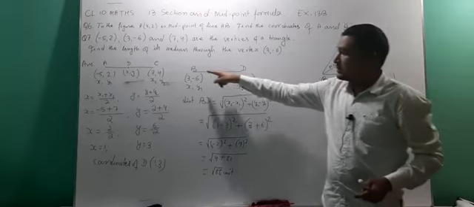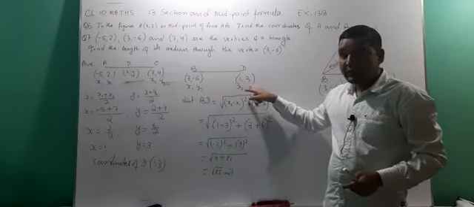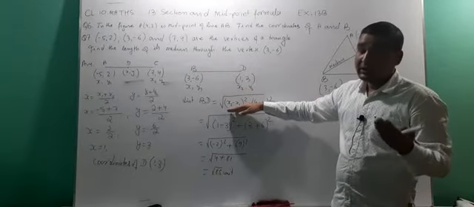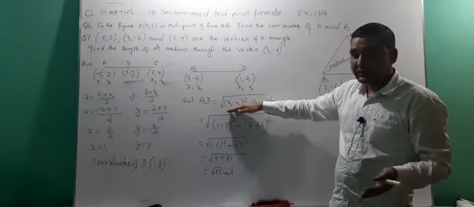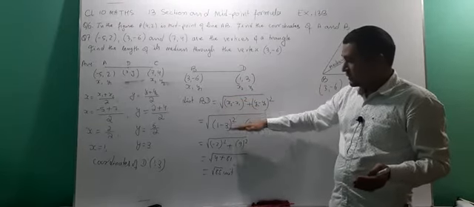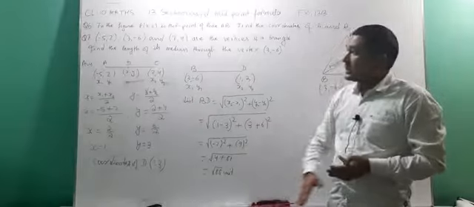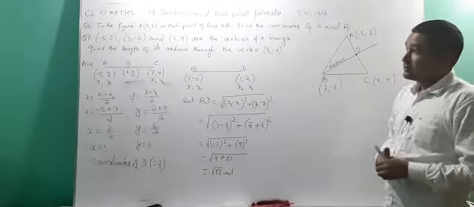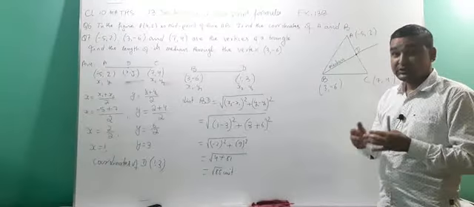That's why we're writing BD here and writing their coordinates, marking x1, y1, and using the distance formula, length formula, side formula, you can say anything. We're using the distance formula and substituting their values, and we got the distance. These are very simple questions based on a simple formula. After going through the formula it is easy to solve.